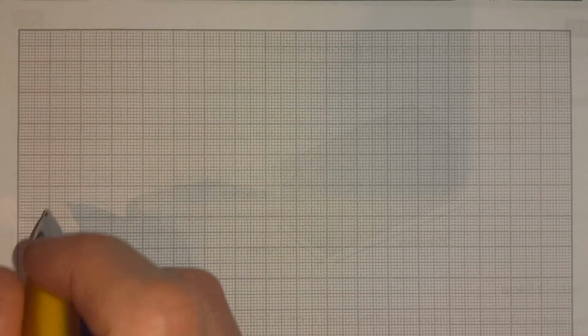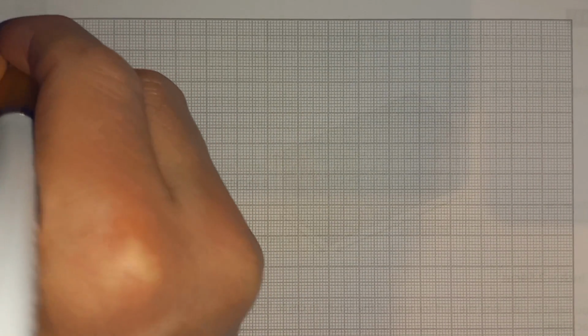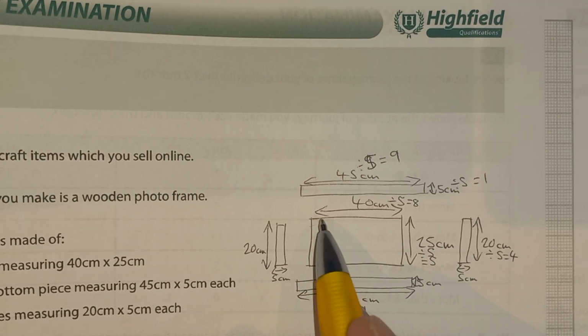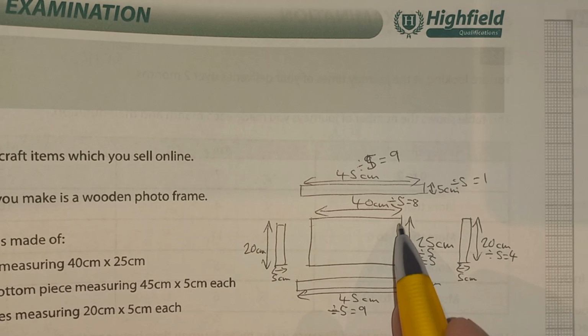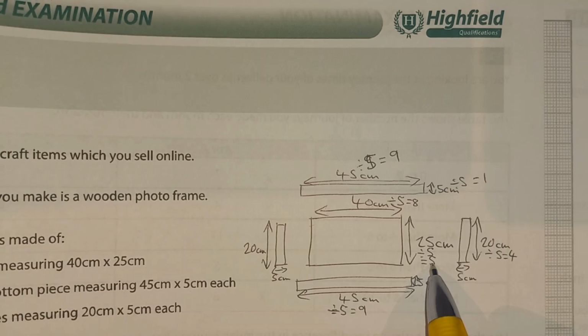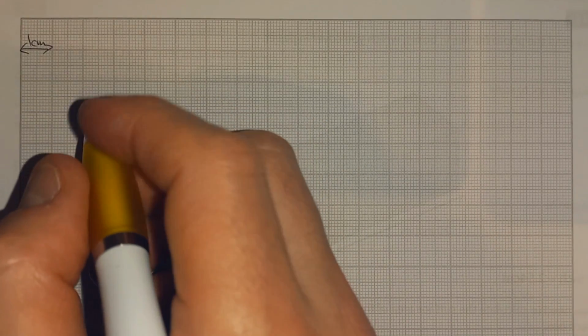Okay, right, so now I think it depends on how this is printed out, but each of these squares, each one of these, is 1 centimetre. So if we have a look back at our sketch, let's start with the backboard. So we said that it was 40 across, but divided by 5, that was going to be 8 centimetres by 5 centimetres. Okay, now we can actually count them out.